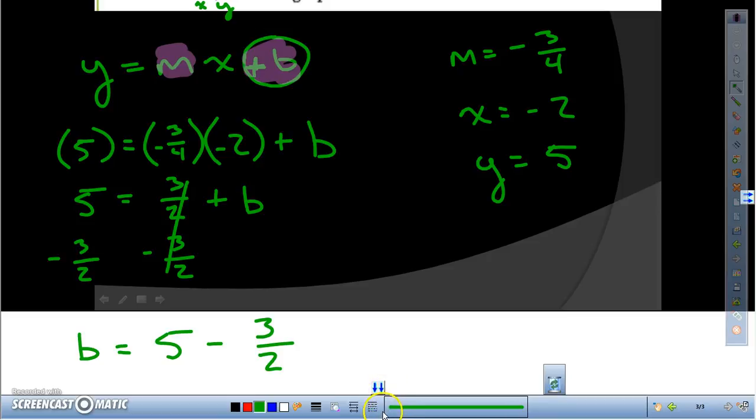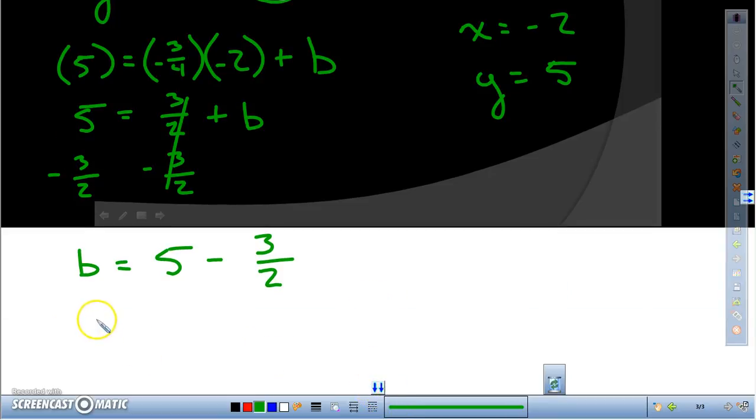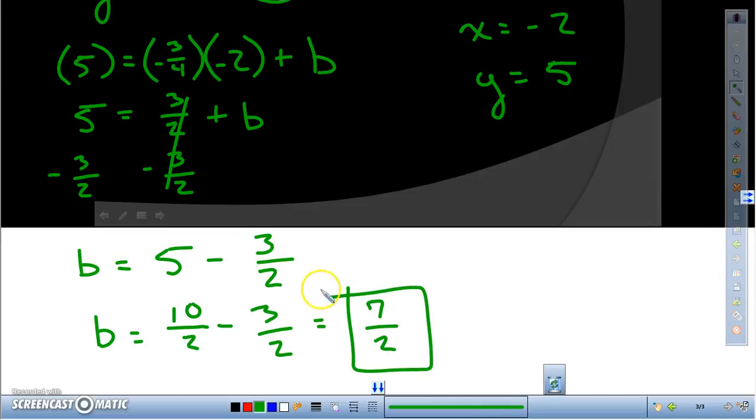Okay, so hopefully we all feel comfortable adding and subtracting fractions. And we'll get a little review here. I need to rewrite 5 to have a denominator of 2, which would look like so. And now that I have my common denominator, I can just subtract my numerators, and I have my y-intercept value of 7/2. So now I have the two values that I need.